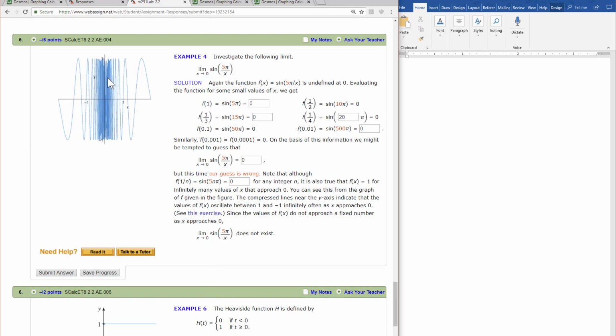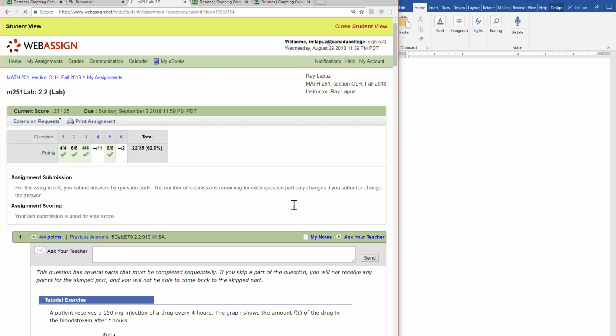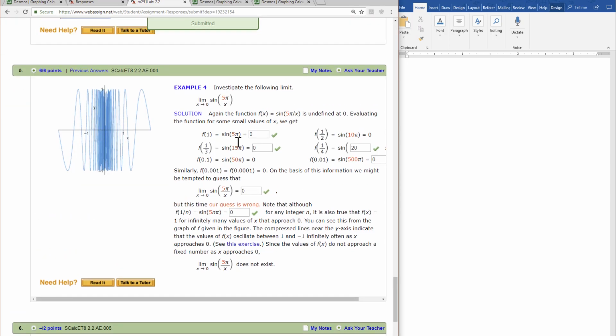So what we're trying to say is that our graph does not settle on one particular value. This thing just oscillates wildly as it gets closer and closer to 0. So, okay, I think that's what they're looking for. We'll submit, and we'll see that that's okay.